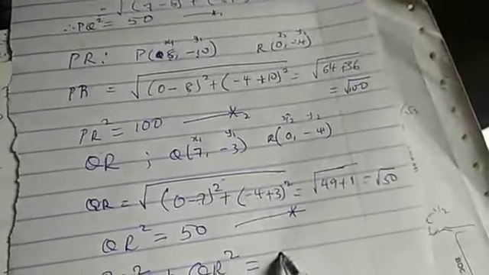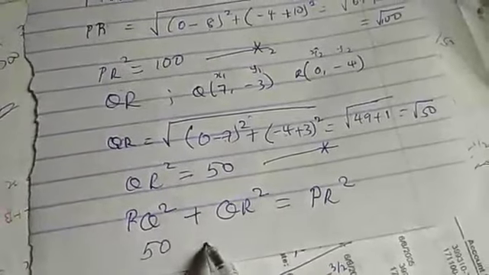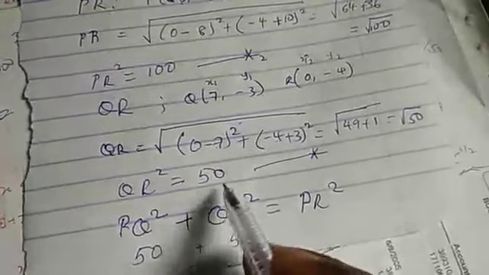You will now observe there that PQ squared plus QR squared is equal to PR squared. You know, PQ squared there is 50, QR squared is 50, while PR squared is 100. So this has shown that the 3 points are vertices of a right angle triangle, since it satisfies this Pythagoras theorem. So that's how to show that they are vertices of a right angle triangle, and that solves it.